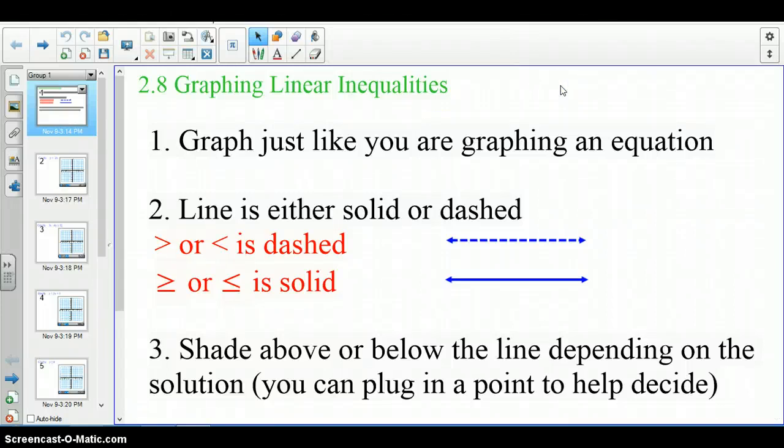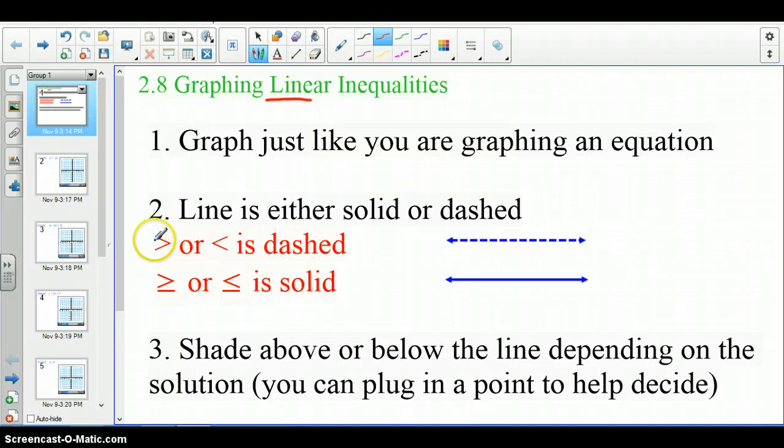2.8 deals with graphing linear inequalities. We are going to graph these inequalities just like we graphed linear equations. So our graphs are going to look like a straight line. Okay? So remember, linear inequalities look like linear equations, a straight line. The only thing that is different with these is that our line is either going to be solid or dashed.